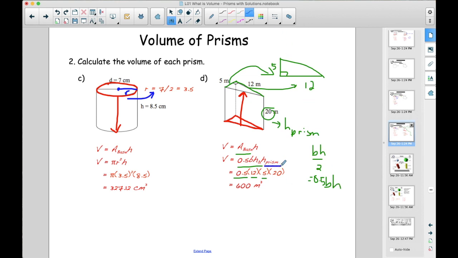And now the height of our prism is the 20 right here that I already mentioned. So I'm going to plug that 20 in. And then into my calculator, I'm going to do 0.5 times 12 times 5 times 20. That's going to give me 600. This time the units become meters cubed because we have meters times meters times meters.